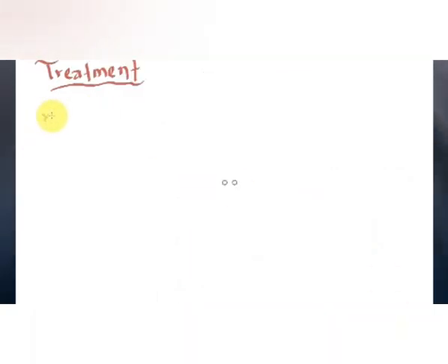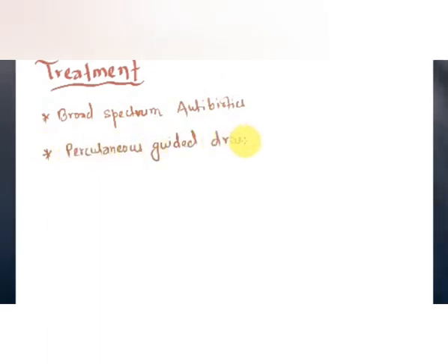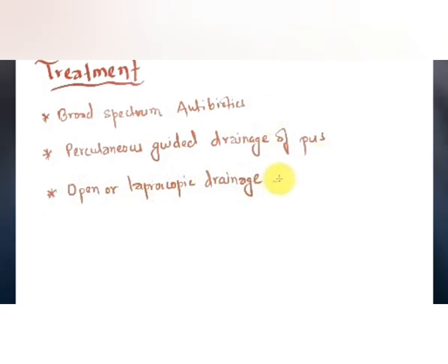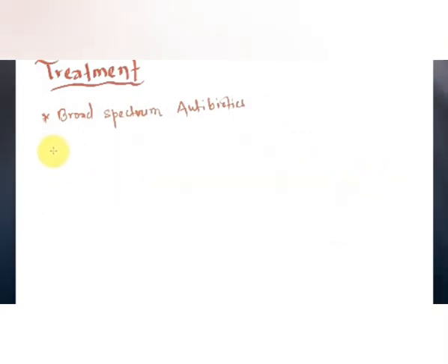So what are the treatment modalities for pyogenic liver abscess? We have mainly 3 treatment modalities. Number 1 is broad spectrum antibiotics. The second one is percutaneous guided drainage of pus, and number 3 is open or laparoscopic drainage, which is nearly replaced these days by percutaneous drainage.